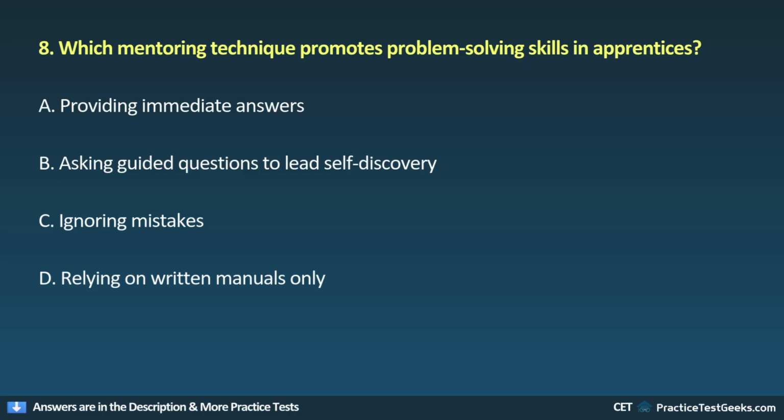8. Which mentoring technique promotes problem-solving skills in apprentices? A. Providing immediate answers. B. Asking guided questions to lead self-discovery. C. Ignoring mistakes. D. Relying on written manuals only.